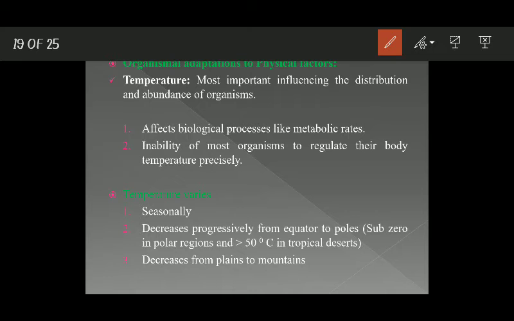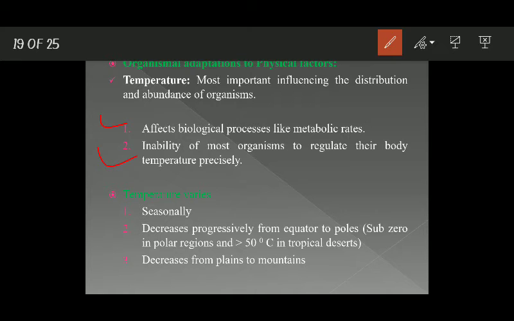First, it affects the metabolic rates of living organisms. Second, there are a large number of living organisms that are unable to regulate their body temperature precisely. Okay, a large number of living organisms are unable to regulate their body temperature precisely, and that is why you can find them in specific regions of earth.